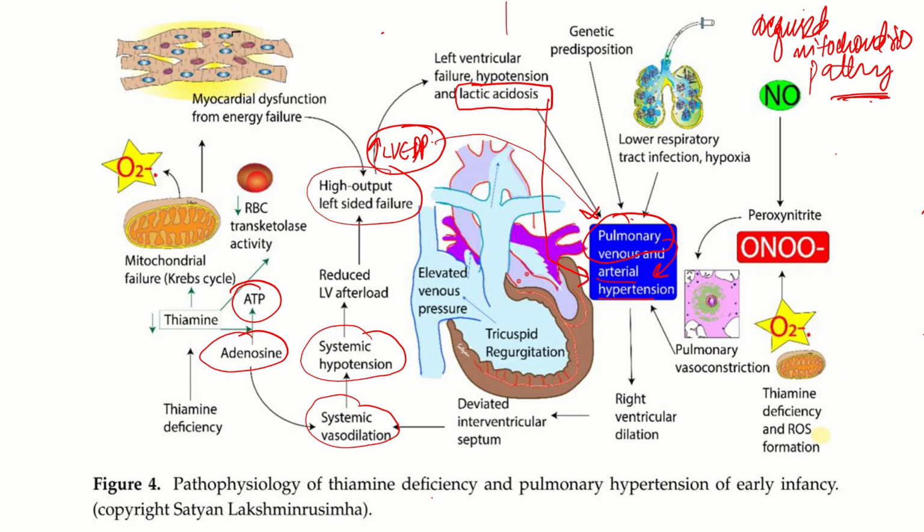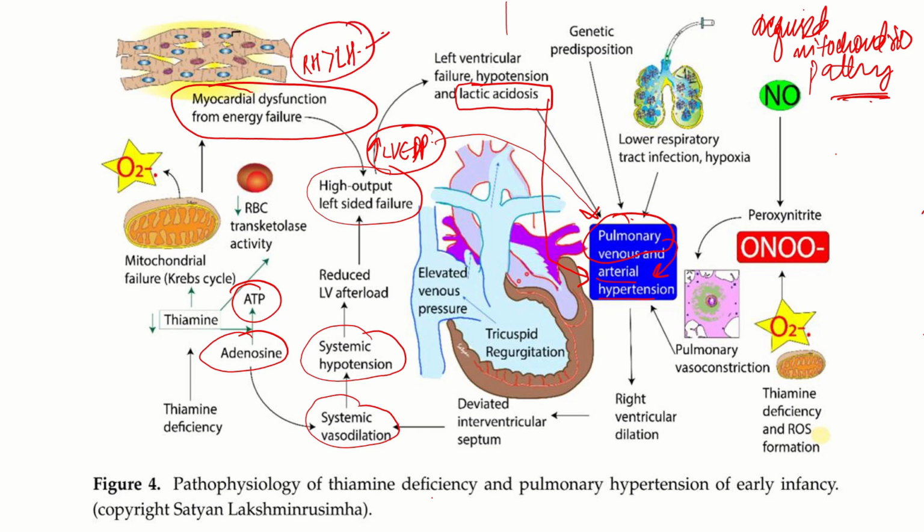And again, because there is an energy failure primarily, there will be myocardial depression and dysfunction. And it has been seen that this myocardial dysfunction in an infantile age is more severely affecting the right heart compared to the left heart, and therefore we have a picture of pulmonary arterial hypertension.